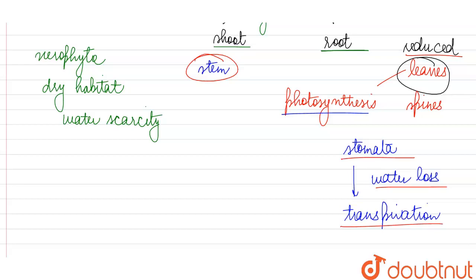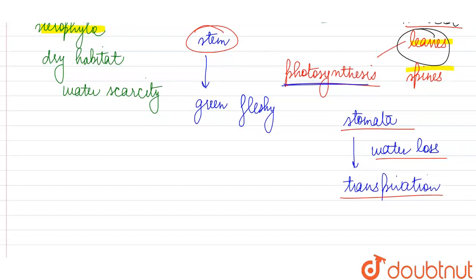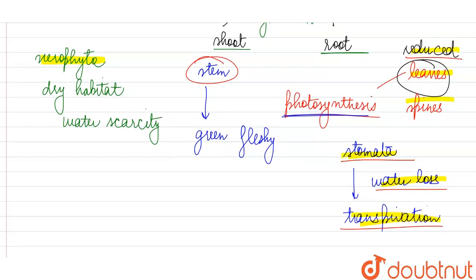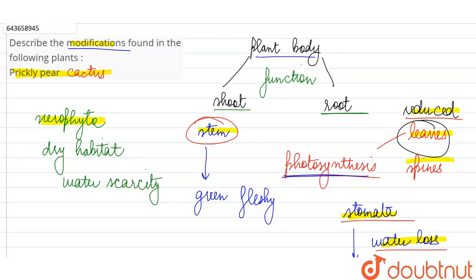And if the leaves are now modified into the spines, how is photosynthesis going to take place? For this, the stem becomes green and fleshy, and the stem starts doing photosynthesis. So what modification are we seeing in the xerophyte plants such as the prickly pear cactus? Here the leaves are reduced into spines to prevent the water loss because of transpiration, because a lot of water is lost through the stomata in the form of water vapor. And the photosynthesis which these leaves are supposed to do is done by the green fleshy modified stem.